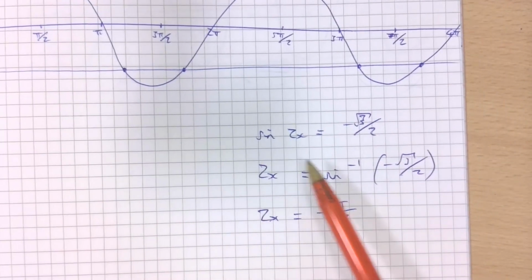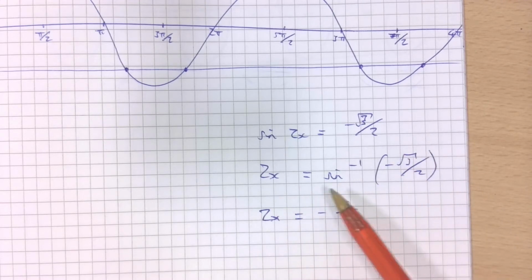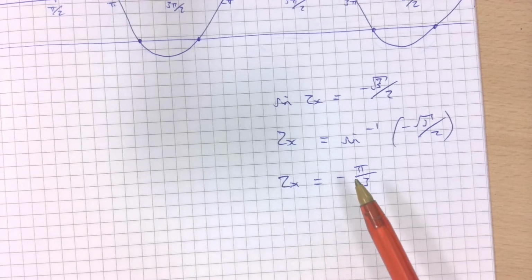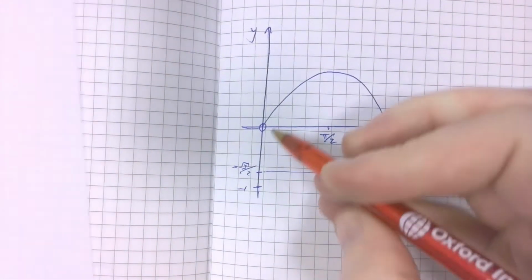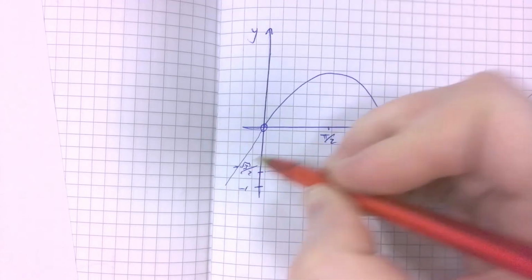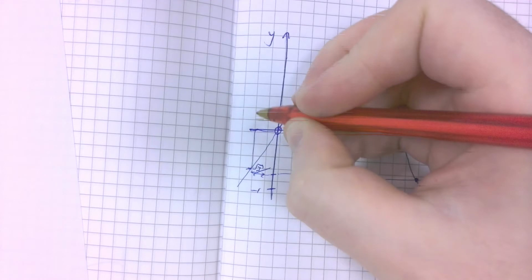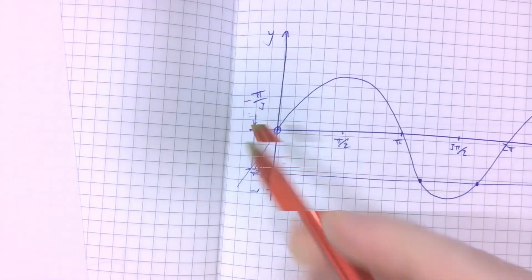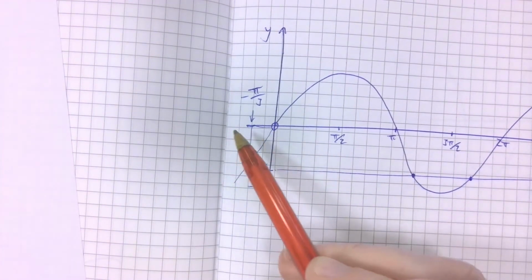So yes, sine 2x equals negative root 3 over 2. You take inverse sine of both sides of this equation to leave 2x, and the value of 2x is equal to negative pi over 3. That means that if this diagram were to continue down this way, this solution here would be minus pi over 3. That's what has to make sense, right?